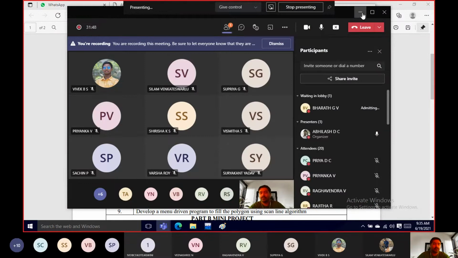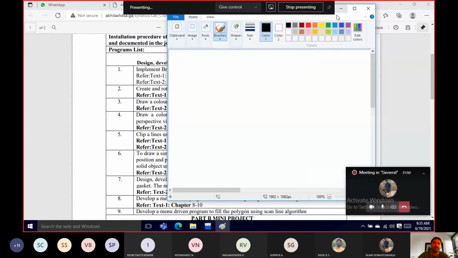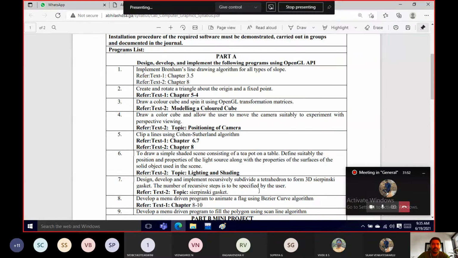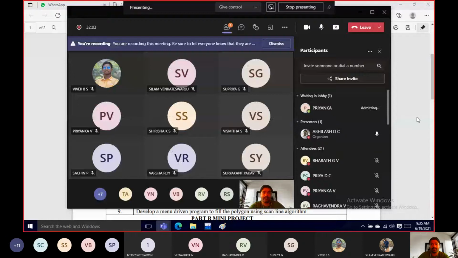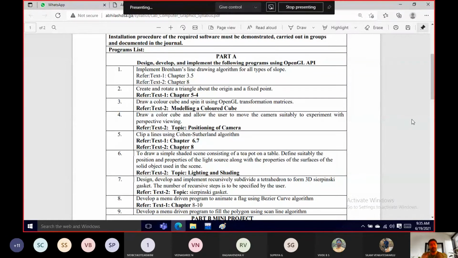So first, what does the question say? The question says that we have to create a tetrahedron, right? So recursively subdivide a tetrahedron. That means we have to create a tetrahedron. Later, once we create the tetrahedron, we have to divide that tetrahedron into a number of parts. The number of parts is the number of subdivisions. All right.